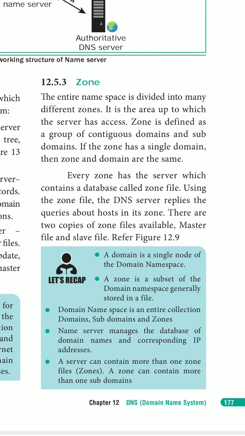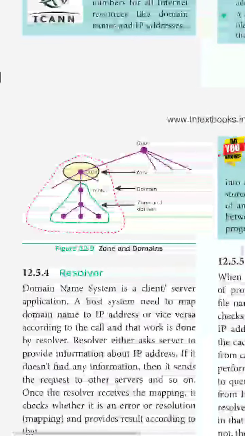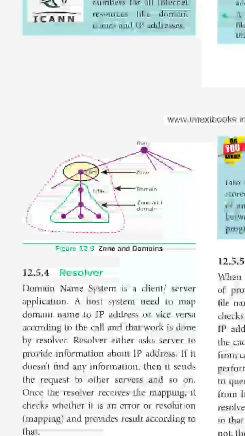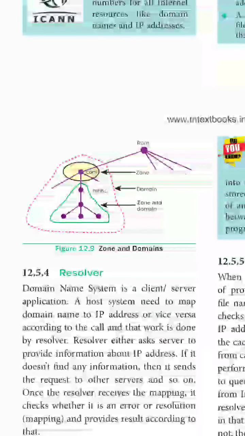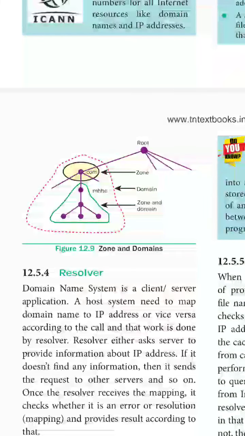Here you can see that figure 12.9 shows the zone and their domain. So the root name and the zone according to the domain name, and the zone of the domain is descriptive in the domain name.com.